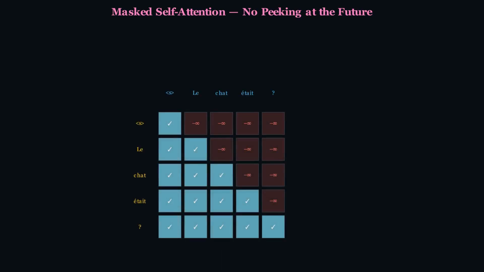When the decoder generates token 4, it must not see tokens 5, 6, or 7. They do not exist yet. The mask is a lower triangular matrix. A green checkmark means the query can attend to that key. Red negative infinity means the attention score is forced to 0 after softmax. Row 4, for example, can see all previous tokens, but is completely blind to what follows.